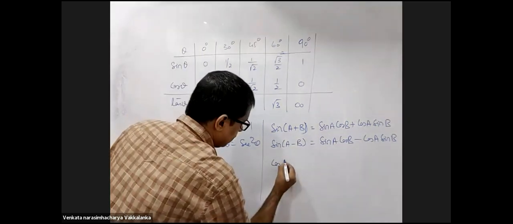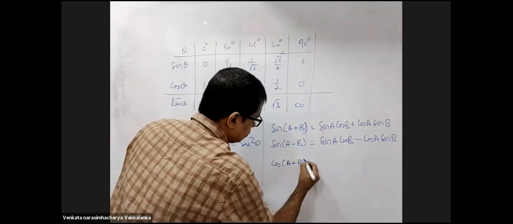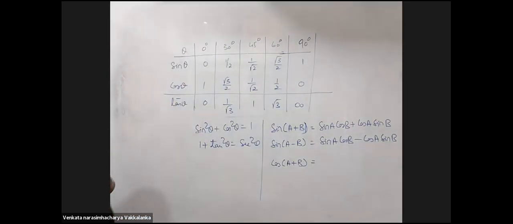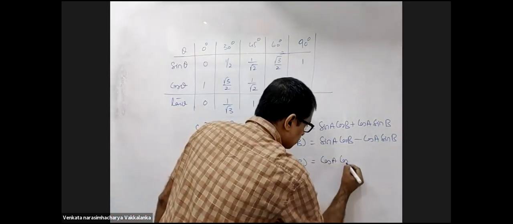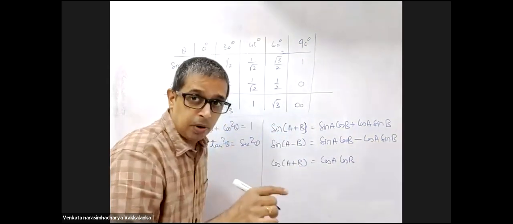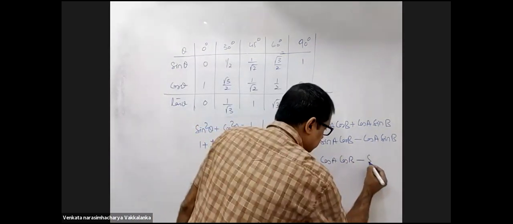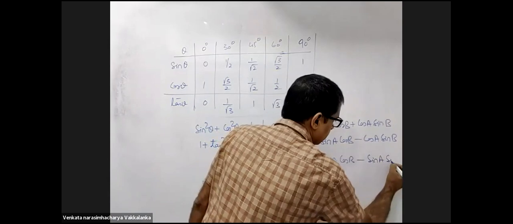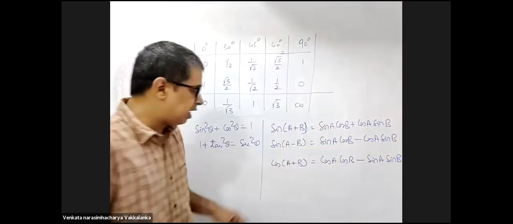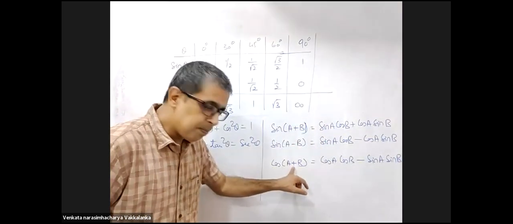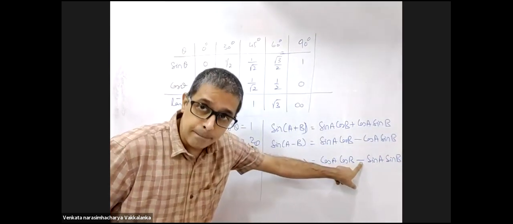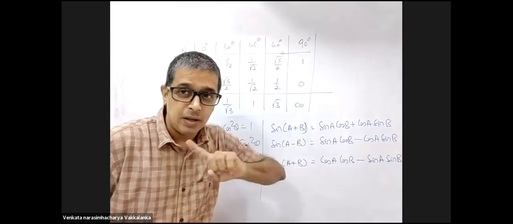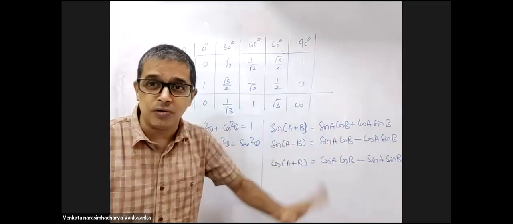Then we write cos A plus B. Cos A plus B is cos A cos B minus sin A sin B. Important point, it is minus sin A sin B. In the case of cos, A plus B will have cos A cos B minus sin A sin B. You are not supposed to go wrong with this formula.